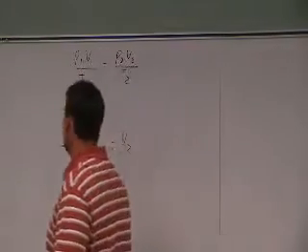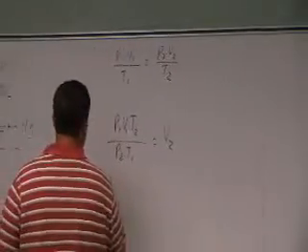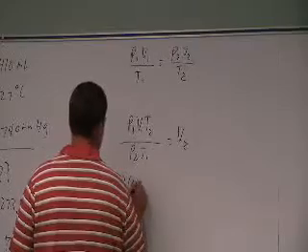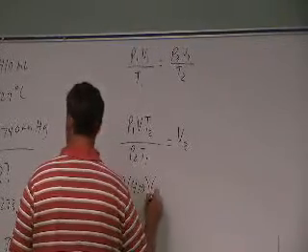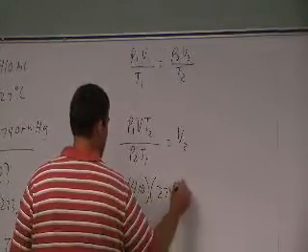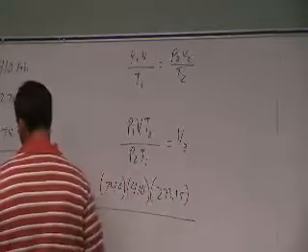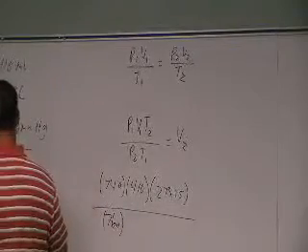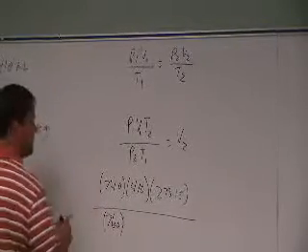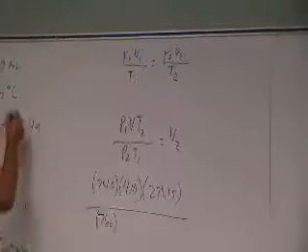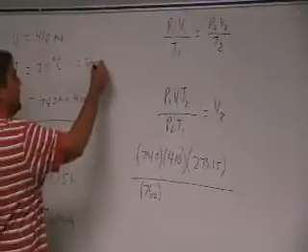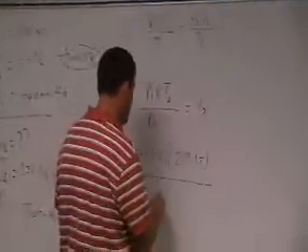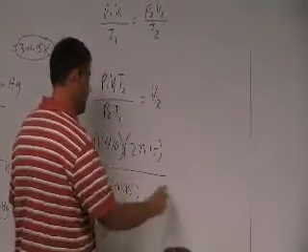So P1 is 740, V1 is 410, T2 is 273.15, P2 is 760, and then T1 is 27 degrees centigrade. Can't use it like that, we need Kelvin: 300.15.